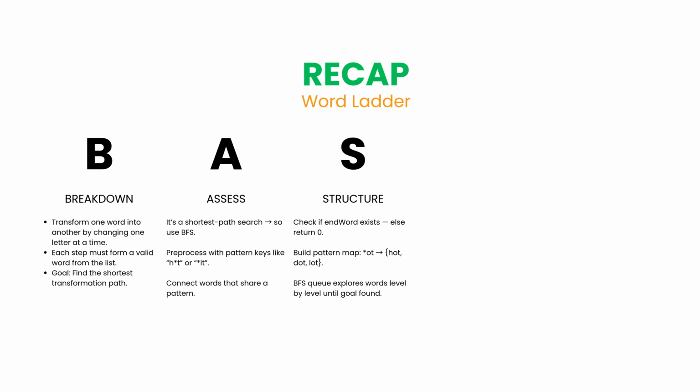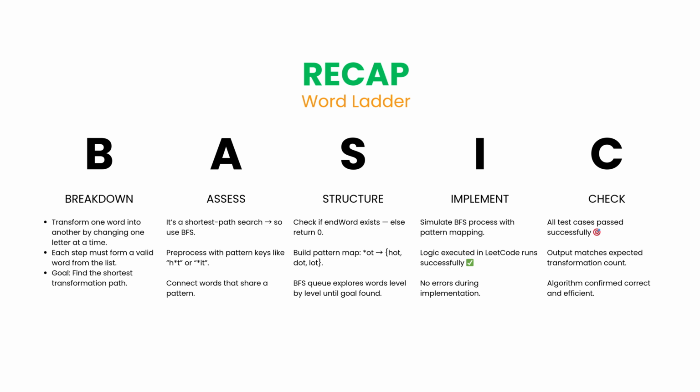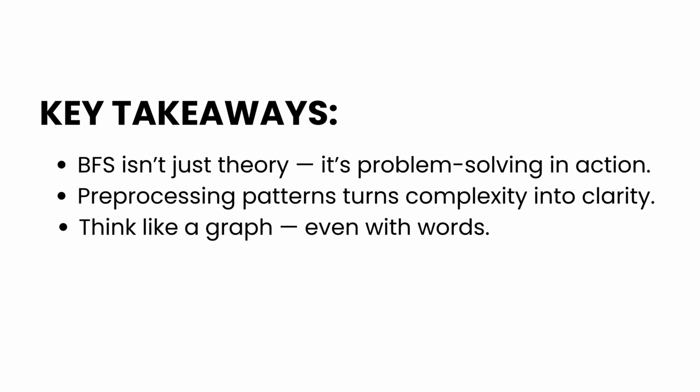Structure recap. From there, we structured our approach. First, check if the end word exists in the list. Then, build all pattern mappings and perform BFS to explore word connections layer by layer, counting each transformation step until we reach the target. Implementation recap. After implementing it, we ran the code on LeetCode, no errors, smooth execution. Testing recap. When we tested it with multiple cases, the outputs matched perfectly, confirming our logic worked as expected. The big takeaway? Word ladder isn't just about words, it's about recognizing graph patterns and using BFS smartly. Once you see that connection, the path to the solution becomes crystal clear.